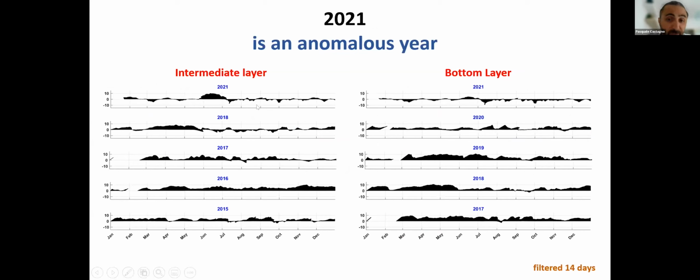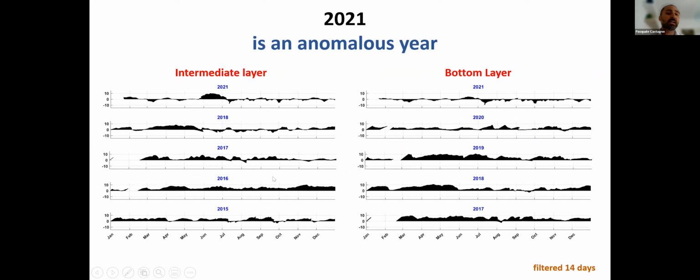This is a 14-day filter, and in the bottom layer and intermediate layer, you can see that in the bottom layer on the right, during 2021 we have a lot of oscillation from northward to southward, while during the other years you have mostly all the currents going northeastward. The same thing in the intermediate layer.